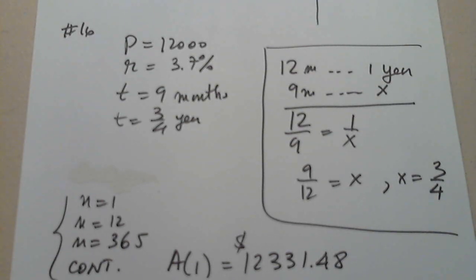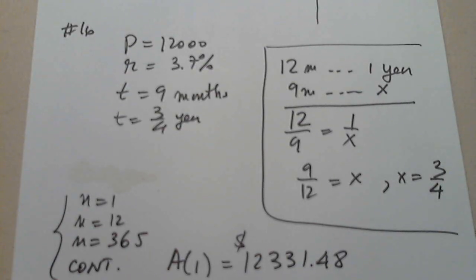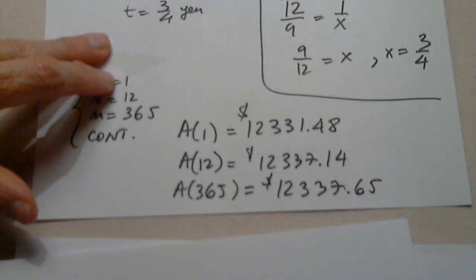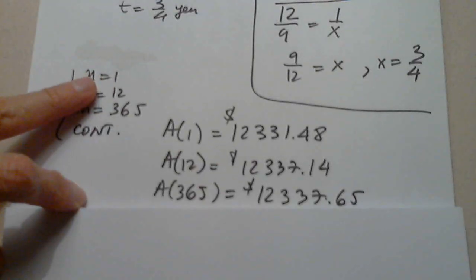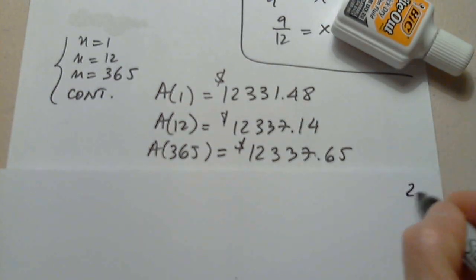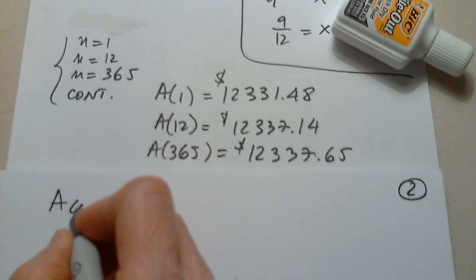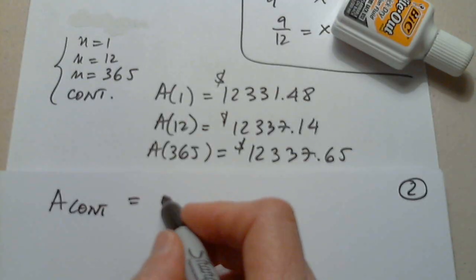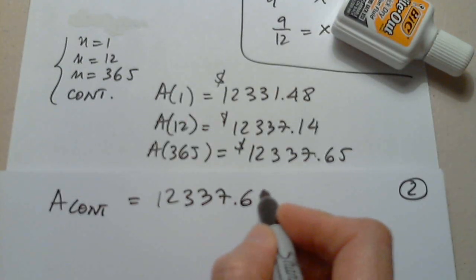So be careful every time I assign a problem like this on a test. Students come up with 12,000, 20,000, 50,000, 60,000. It's not possible. Numbers have to be very close to each other. So for the continuous compound interest, that is 12,337.66.